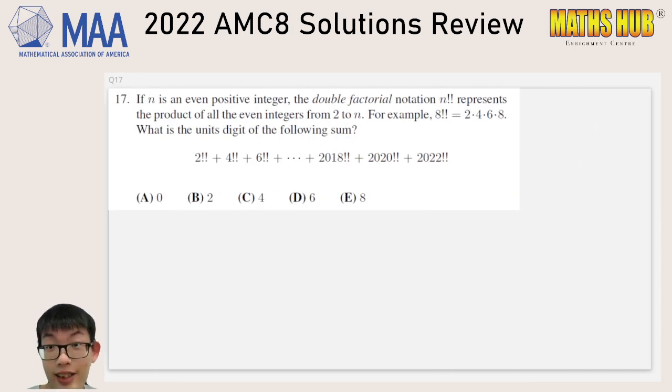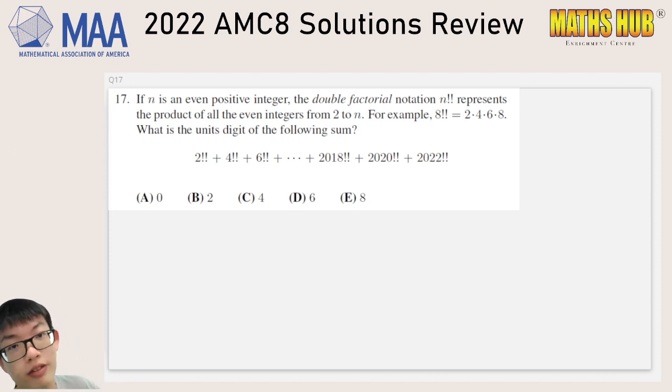Question 17. If n is an even positive integer, the double factorial notation n double factorial represents the product of all the even integers from 2 to n. For example, 8 double factorial is 2 times 4 times 6 times 8. What is the units digit of the following sum?